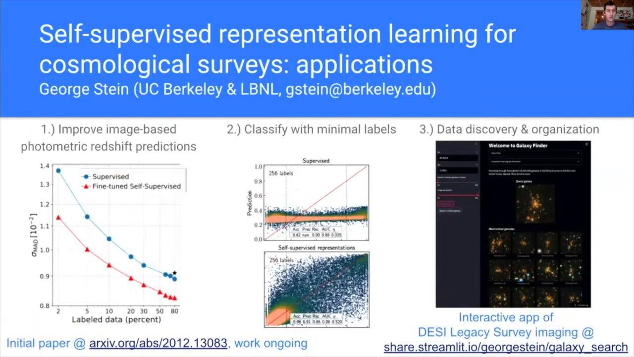And here are three applications that we've applied this to with good results, at least in our opinion. We've tried doing photometric redshift prediction. That's what I'm showing on the left here, where you're seeing the amount of labeled data on the x-axis and the dispersion of the redshift prediction on the y-axis. And you're finding that with the same amount of data, you can improve your predictions just by doing this self-supervised learning first.